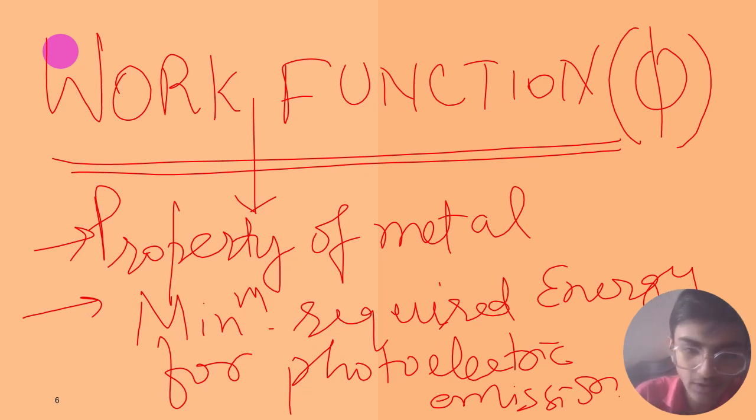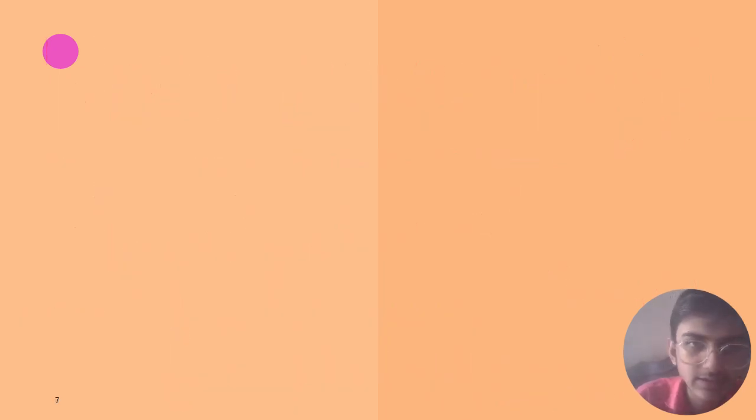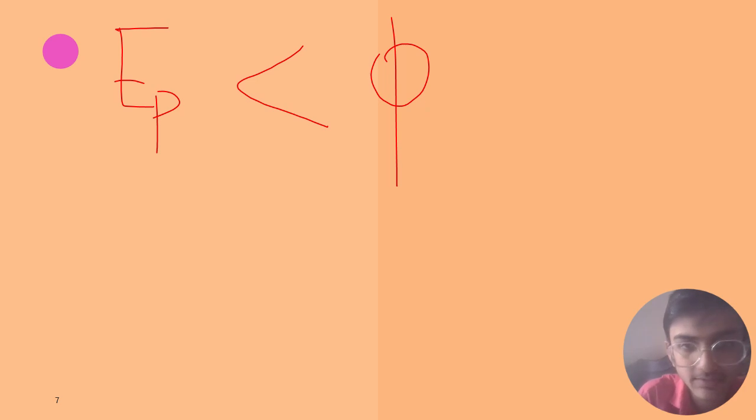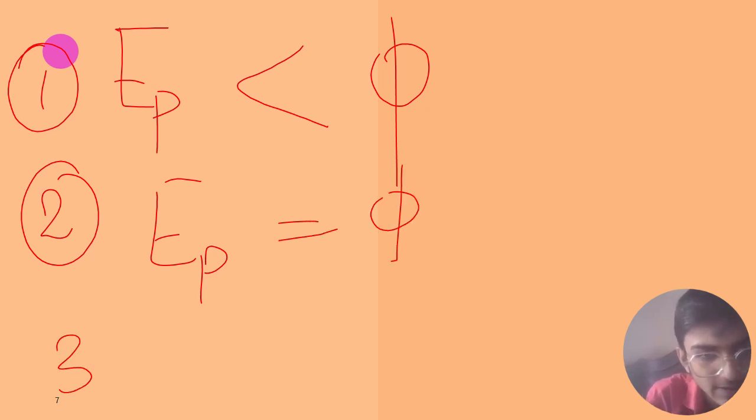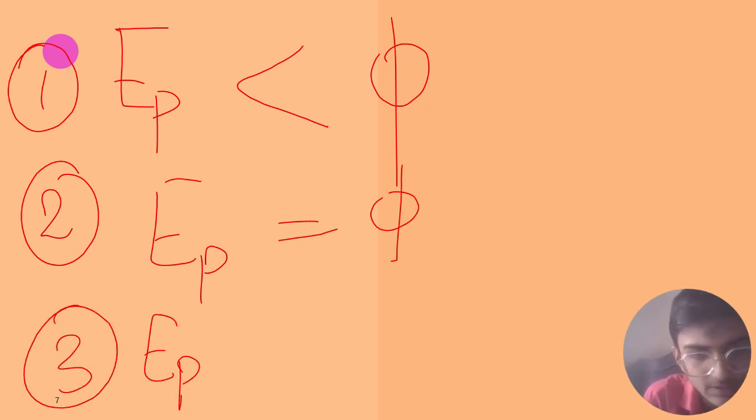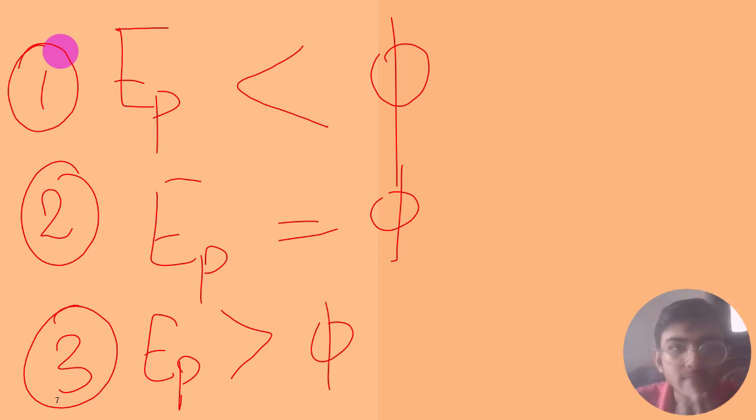Okay, so we write that if a photon is coming with energy EP, and that energy is less than phi, then what happens? Three conditions are there. If EP equals phi, then what happens? And when EP is greater than phi, then what happens? So these are the three possible conditions for the relation between the energy of the photon and the work function of the metal.